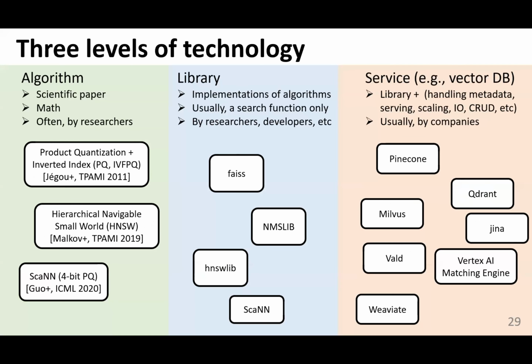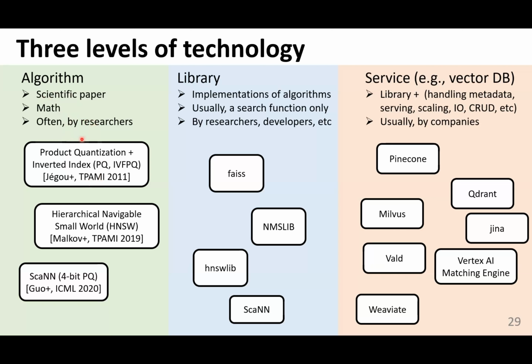Okay, so I think this is a useful category for technologies. There are three levels of technologies, in my opinion: algorithm, library, and service. For algorithm, this is basically a scientific paper about mathematics, and often it is by researchers. Of course, this is a research paper, so by researchers.